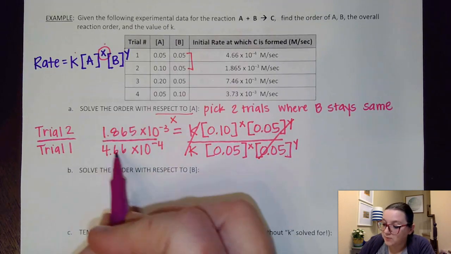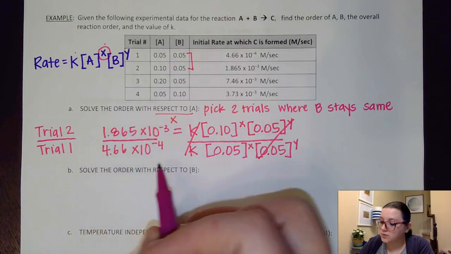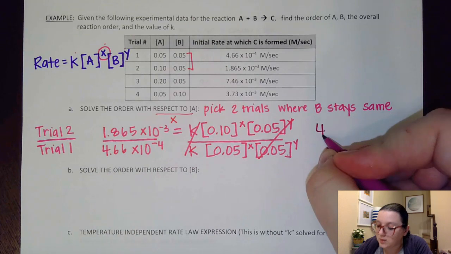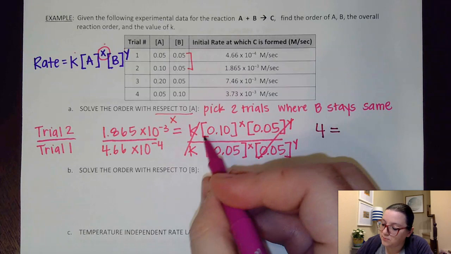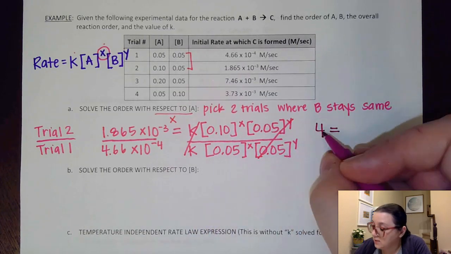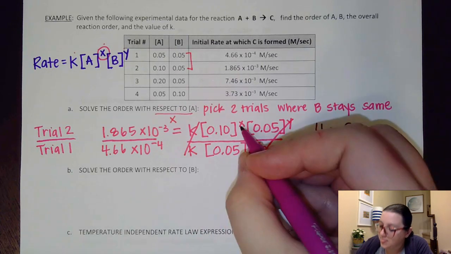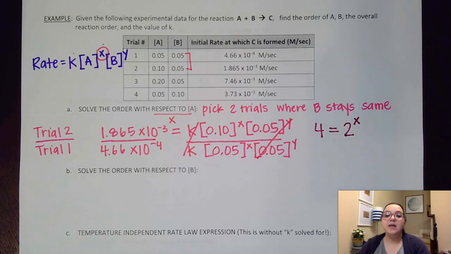What I would do is take this math and plug it into my calculator. And when you do so, it comes out really, really close to 4. So then I would do the same thing here. 0.1 divided by 0.05 is equal to 2, and that is going to be raised to an exponent of X. Now at this point, when you're doing these problems, they're not going to give you any kind of weird orders here. Your orders are either going to be 0, 1, 2, 3, or 4.